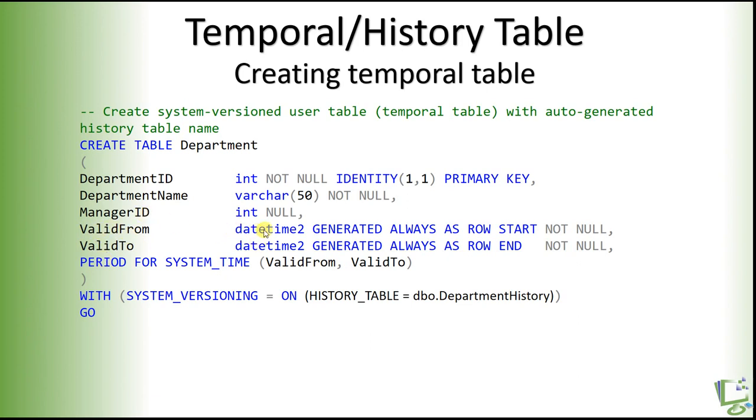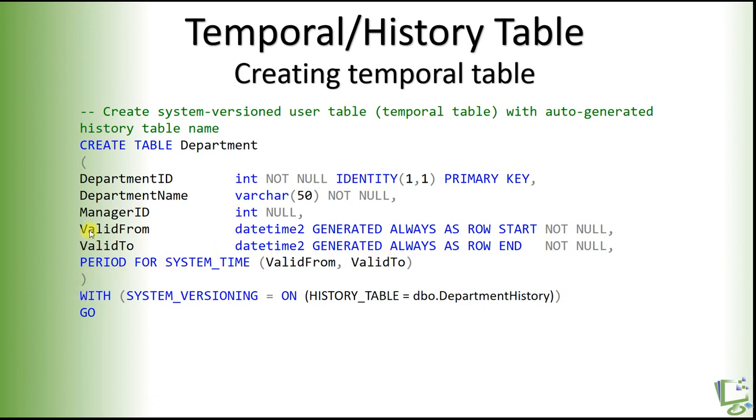We have to supply the type datetime2, and for the valid from column we have to pass the keywords GENERATED ALWAYS AS ROW START, and for the valid to column we have to pass GENERATED ALWAYS AS ROW END. We also have to supply PERIOD FOR SYSTEM_TIME to define the validity of each row, which row is valid from which time to which time.